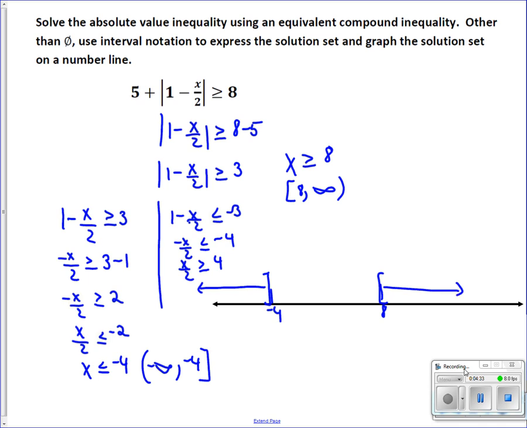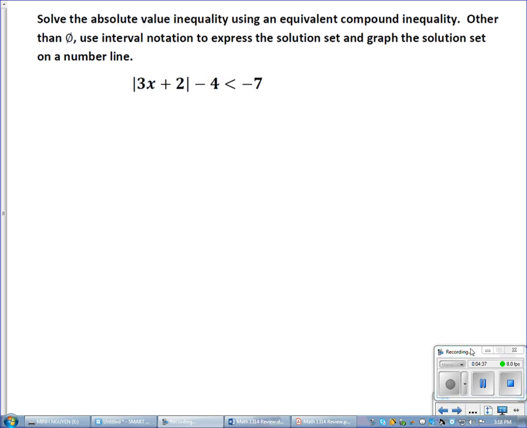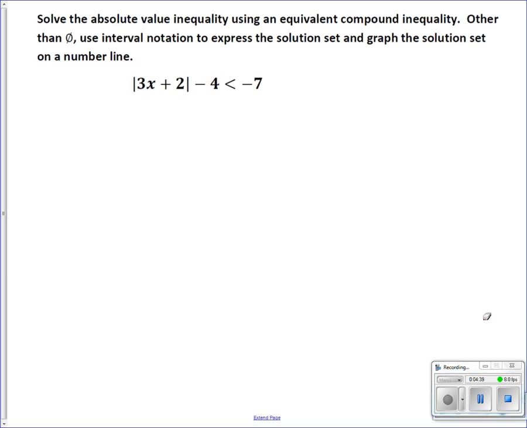Now, the next example involves an absolute value and an inequality. It says: solve the absolute value inequality using an equivalent compound inequality. Other than the empty set, use interval notation to express the solution set and graph the solution set on a number line. Once again, we need to isolate the absolute value.